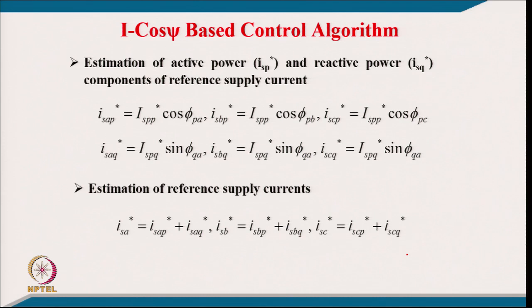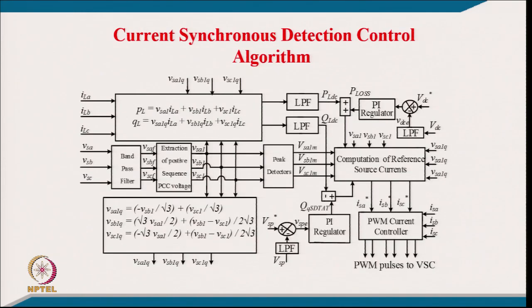And then we get the amplitude for the phase component, multiply the template, and the quadrature component multiply the template, and we get the total reference supply current here for A phase, B phase and C phase, and sensing the supply current we can put a current control for getting the switches of the voltage source converter used as the D-STATCOM also. Well, this is the second control algorithm.